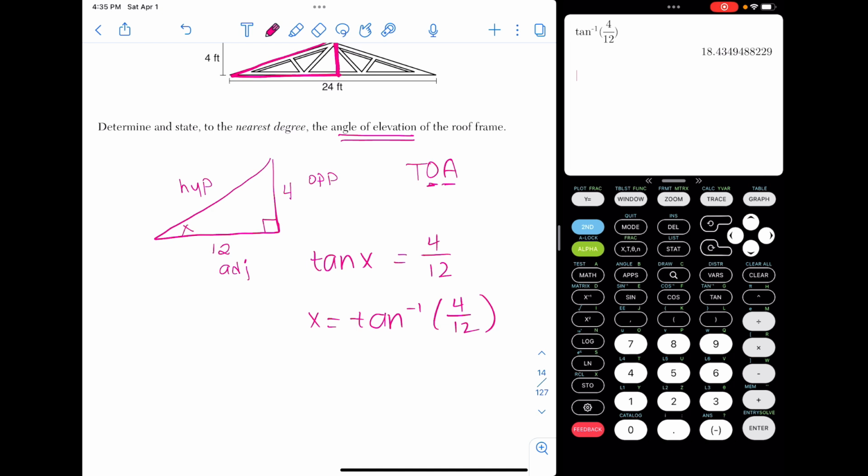Hit enter, and we're asked to round to the nearest degree in this problem. So that's the nearest whole number. So x is equal to 18 degrees.